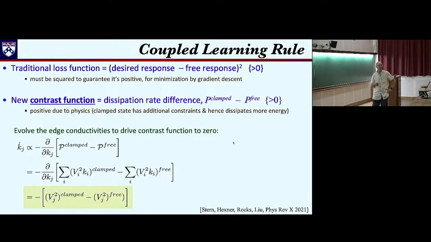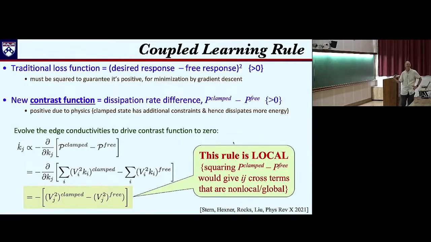And you could do the same trick with any kind of physical cost function, right? If you do it in the mechanical case, or if you do it with currents, you'll have a slightly different energy functional, but it'll still be clamped minus free. And depending on what learning degree of freedom, for example, edge lengths or spring constants for your network, would go into this, you can do the same exact thing, and you will develop a rule just like this. Since we don't have to square it, there are no cross terms, and the update of edge j is purely dependent on the voltage across edge j in the two different cases. So it's a local rule, totally local. So absolutely magic to me, right? We're going to use this local rule to minimize a global contrast function. And when we do that, we will achieve the desired response equal to the free response. That's the idea.